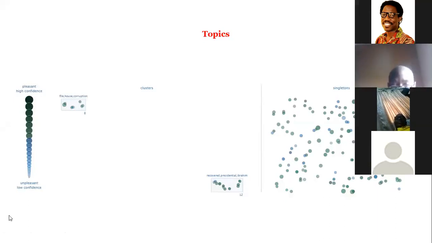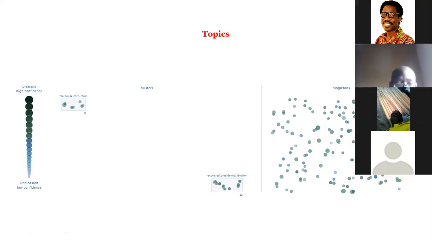We also have recovered here. We have recovered, and you can see presidential and Ibrahim. So this is Ibrahim Magu here, and people are also discussing the president or presidency. Then they're also discussing recovered. Maybe they are saying they recovered money, or the money that has been recovered is being reduced, whatever. So you can see them here.